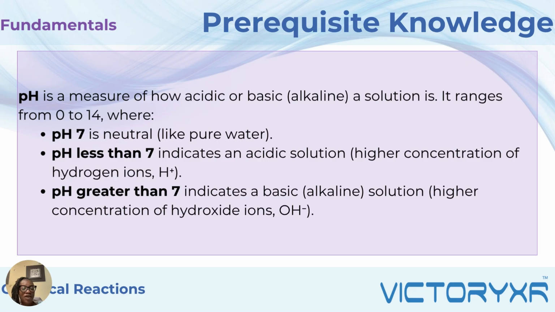pH is a measure of how acidic or basic or alkaline a solution is. The range is from 0 to 14. pH 7 is neutral, like pure water is. If it's less than 7, then that means that it's an acidic solution, which means that it contains a higher concentration of hydrogen ions, or H+, which is a cation. pH greater than 7 indicates a basic or alkaline solution with a higher concentration of hydroxide ions, or OH-.